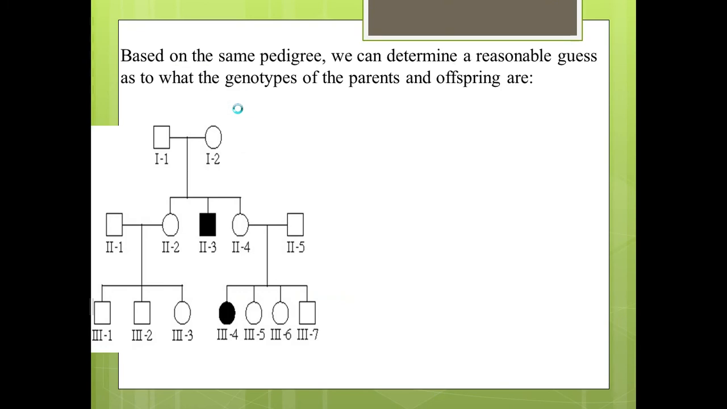Based on this same pedigree, we can determine a reasonable guess as to what the genotype of the parents and the offspring are. So we can actually tell, based on what we see here, we can guess with pretty distinct certainty what their genes are, what the alleles that they inherited were. And here's how you do that.